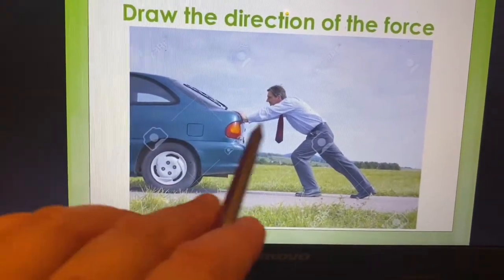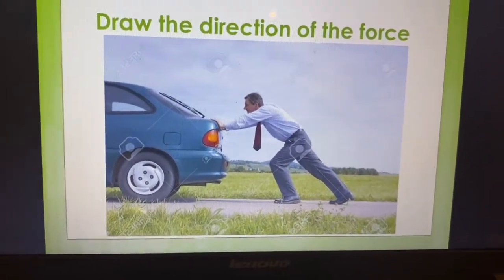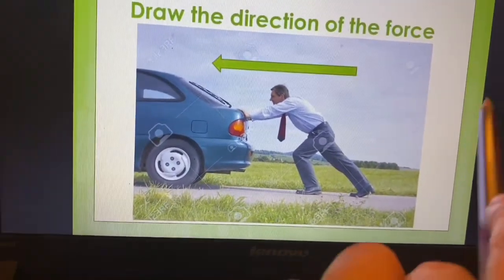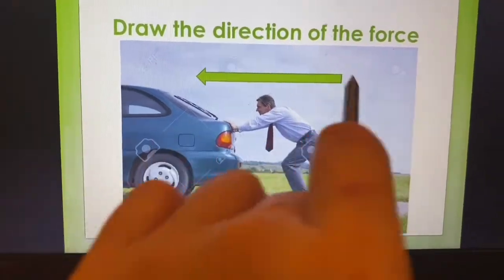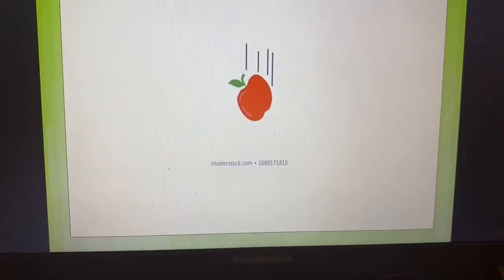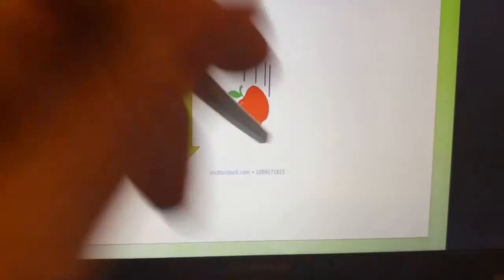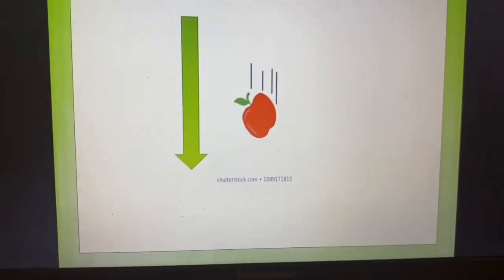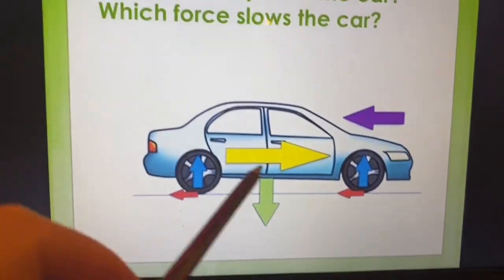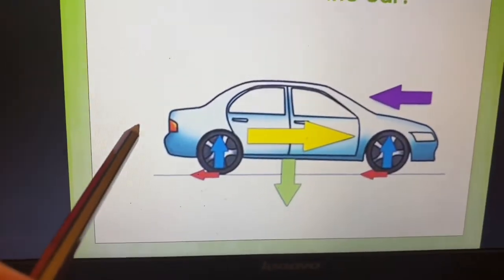Now this man is pushing the car, so if I want to draw the force, this is the direction to draw it. I draw it with an arrow to show the direction. This apple is falling, so the force will be downwards. This car is moving. There are lots of forces that affect it.